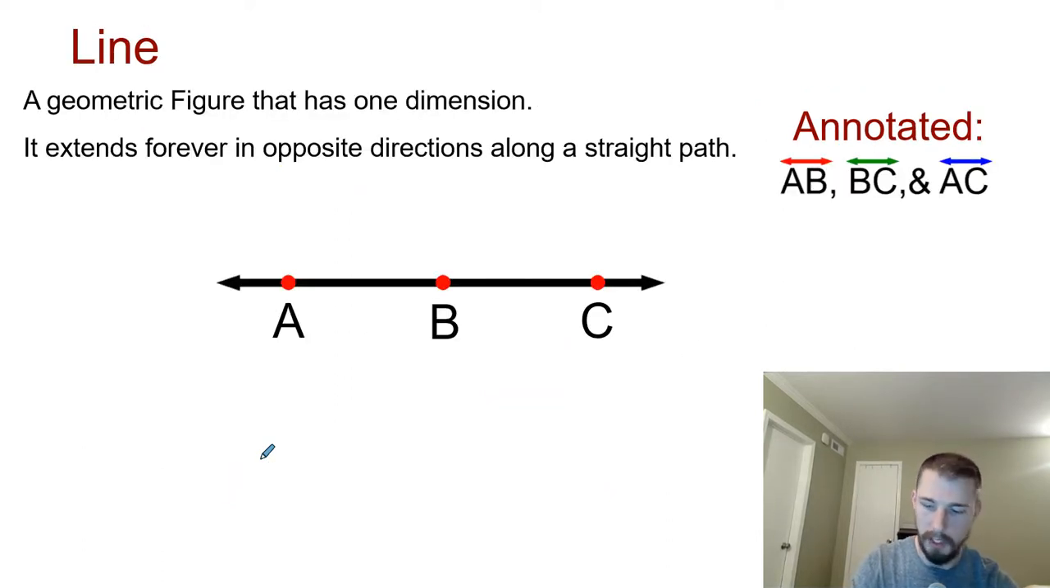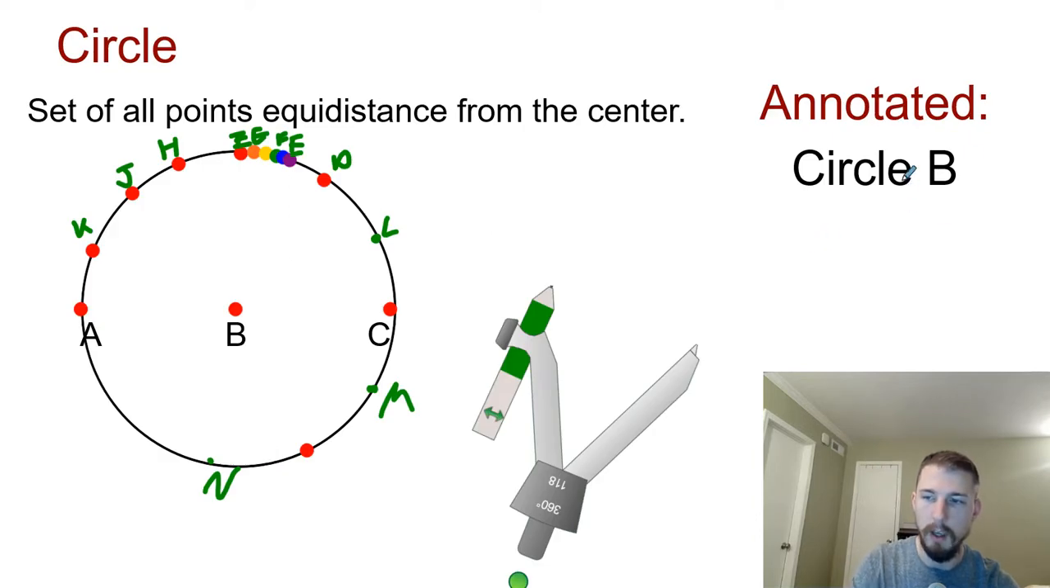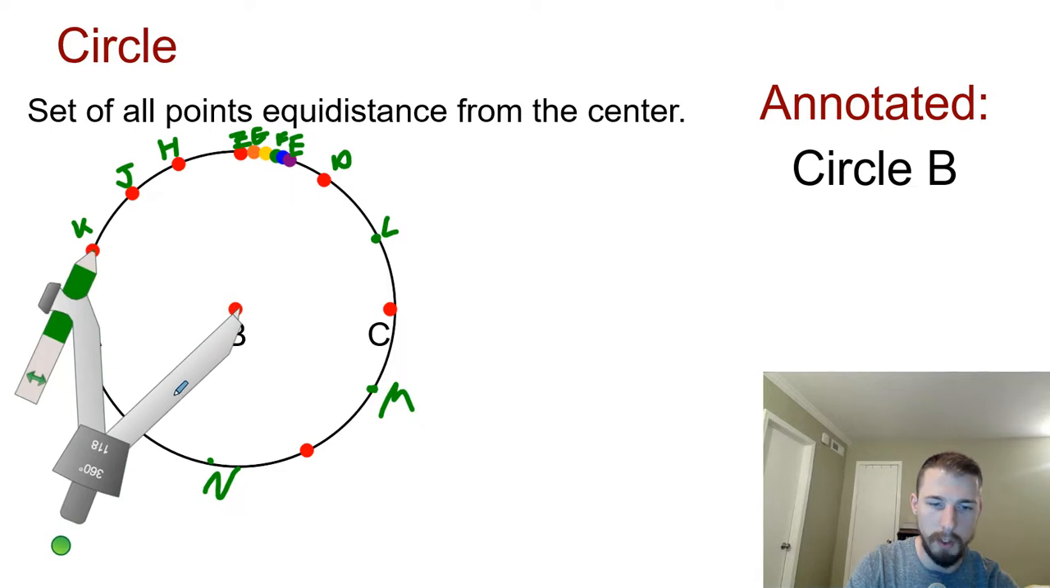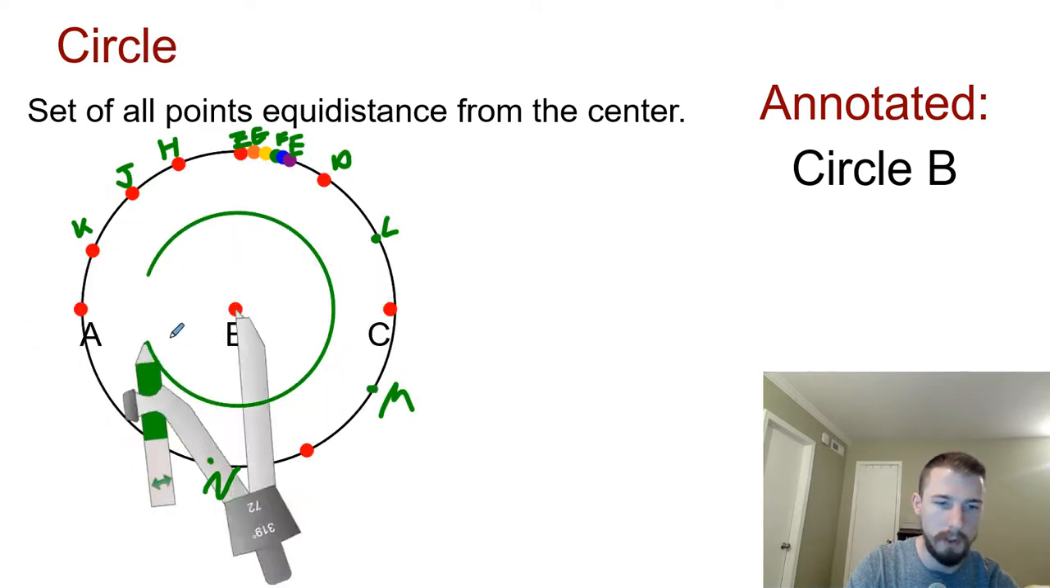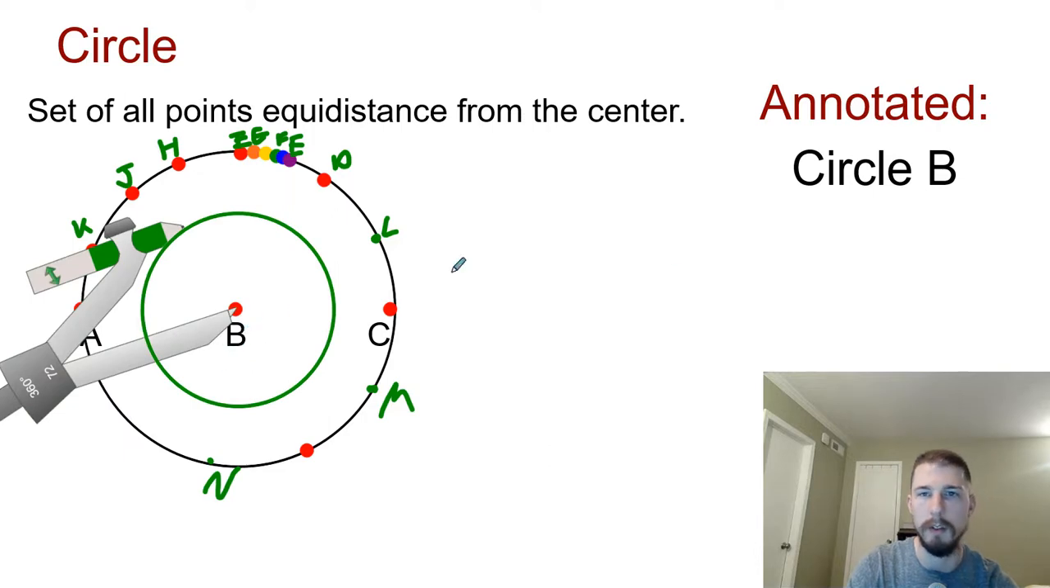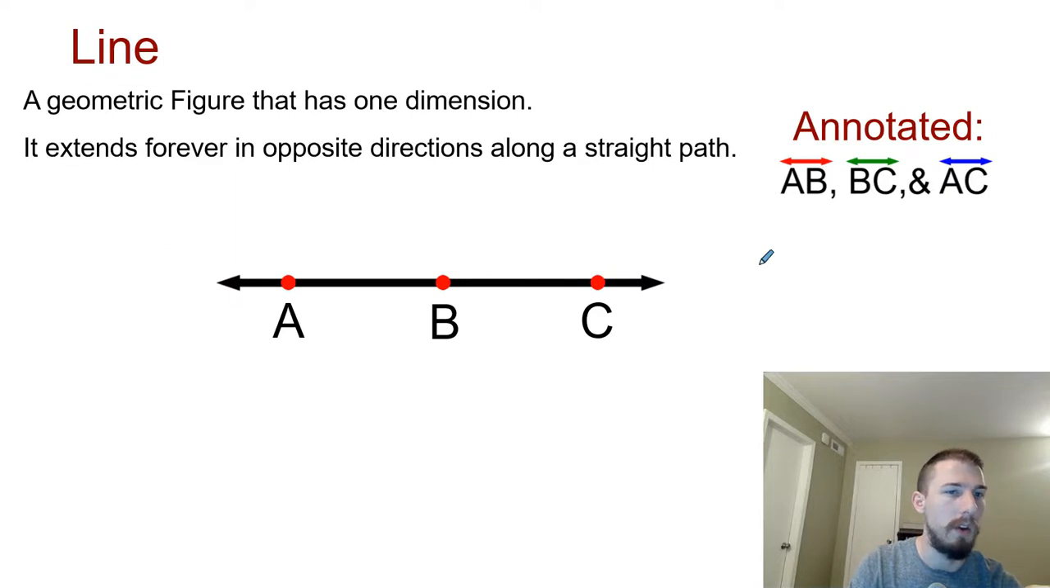Anyway, we'd actually annotate that as circle B. So if we had multiple circles that had the same center point but different distances, it kind of gets difficult, because that would also be considered circle B, because it's named off of its center point. So figure that one out. It's kind of weird. All right, so next one we have a line.